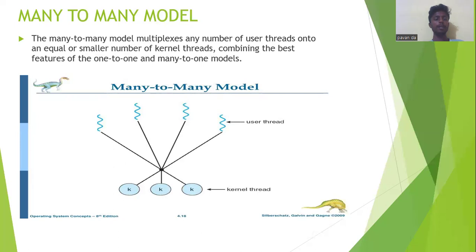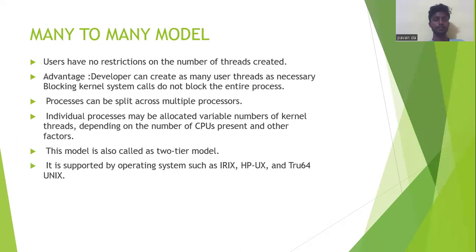Many-to-many model. The many-to-many model multiplexes any number of user threads onto an equal or smaller number of kernel threads, combining the best features of the one-to-one and many-to-one models. Users have no restrictions on the number of threads created. Advantages: the developer can create as many user threads as necessary.